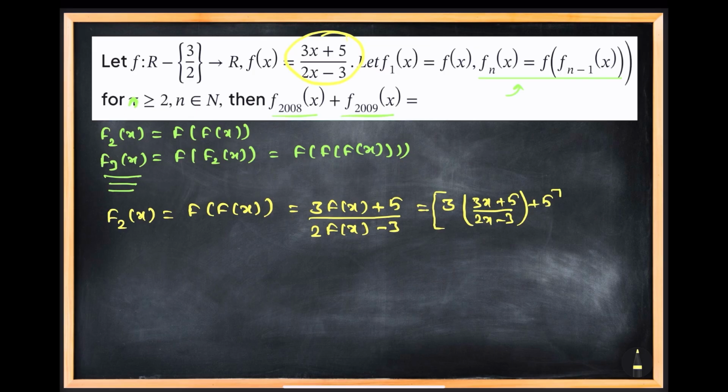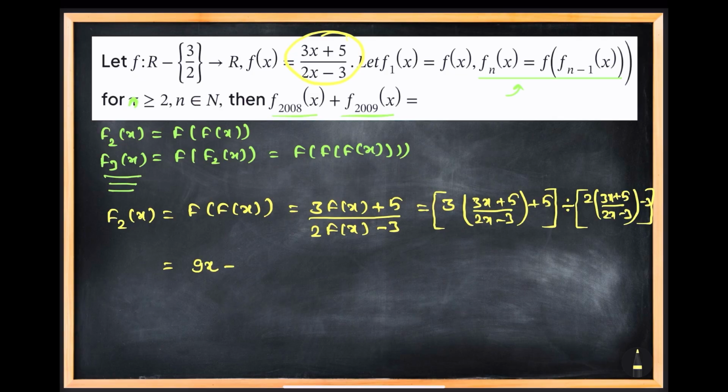So 3 times (3x plus 5 upon 2x minus 3) plus 5, over 2 times (3x plus 5 upon 2x minus 3) minus 3. Okay, whenever you are handling something by something, you should always use the division sign, because this will reduce your chance of making mistakes. Okay, this helps a lot. Okay, let's do the simplification part. If you simplify, you know that both are carrying the denominator 2x minus 3, so that will be neutralized.